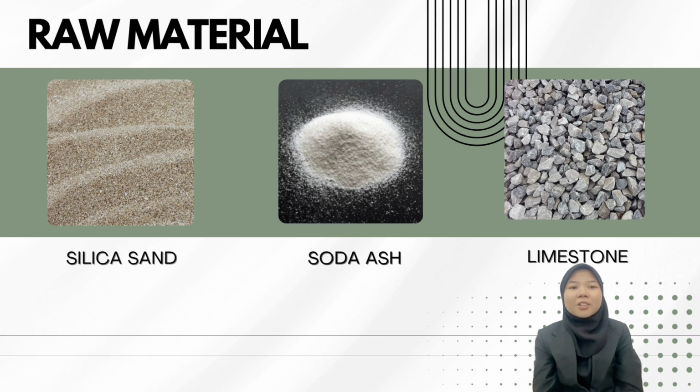Next is soda ash. Soda ash, also known as sodium carbonate, is a crucial raw material in glass manufacturing. It acts as a flux, lowering the melting point of silica, which is the main component of glass, which makes the production process more efficient. The last one is limestone. Limestone is a sedimentary rock primarily composed of calcium carbonate, often found in the form of the minerals calcite and aragonite. It is used to increase the durability and chemical resistance. Additionally, materials like borax, alumina, and cullet or recycled glass may also be included to improve the strength and reduce production costs.